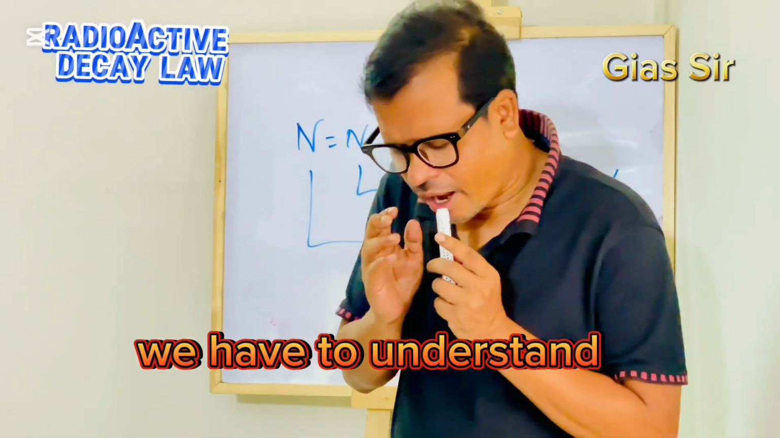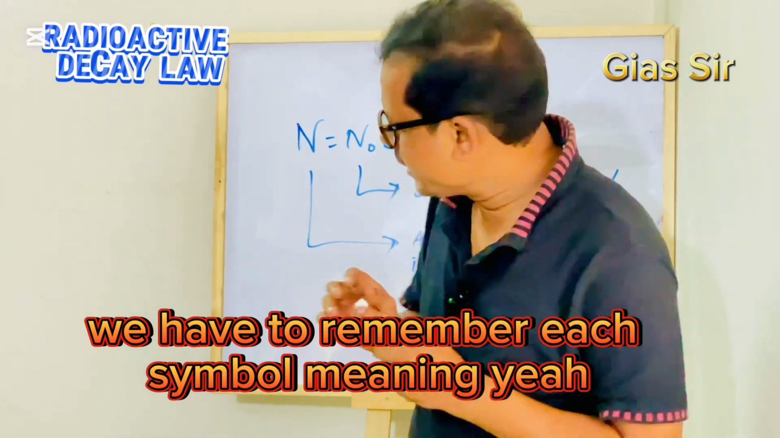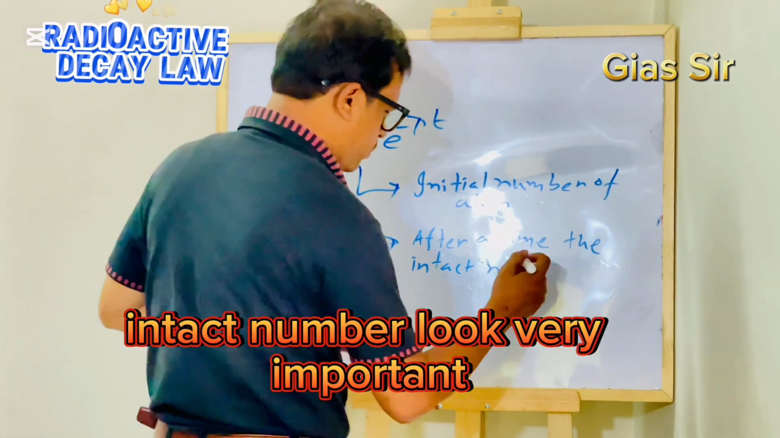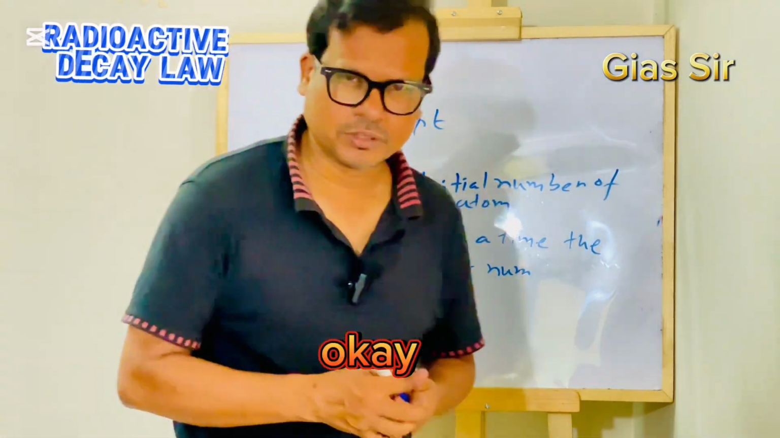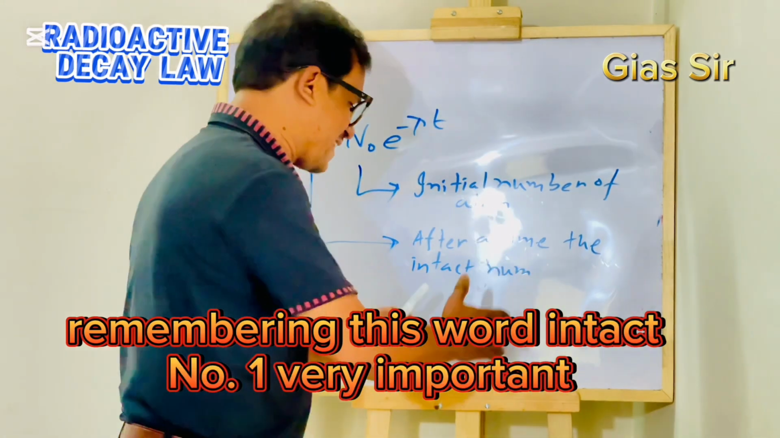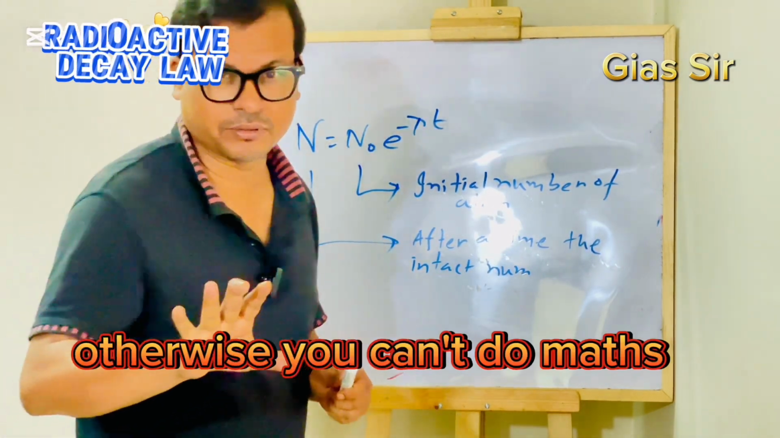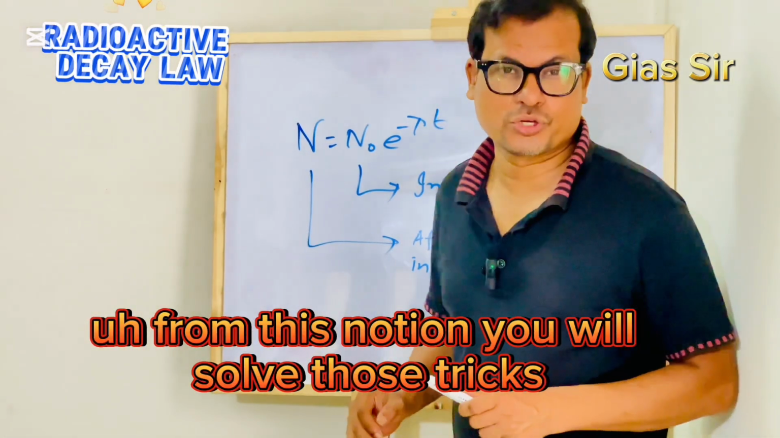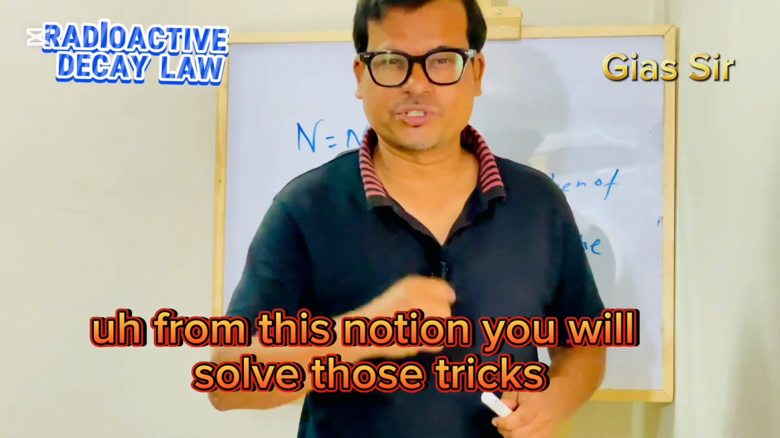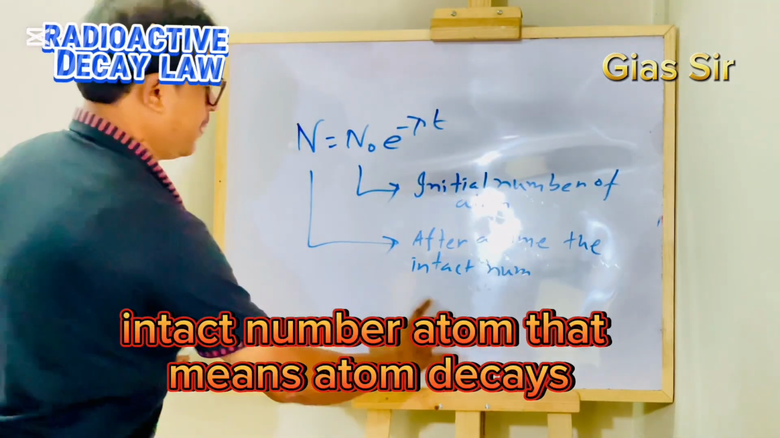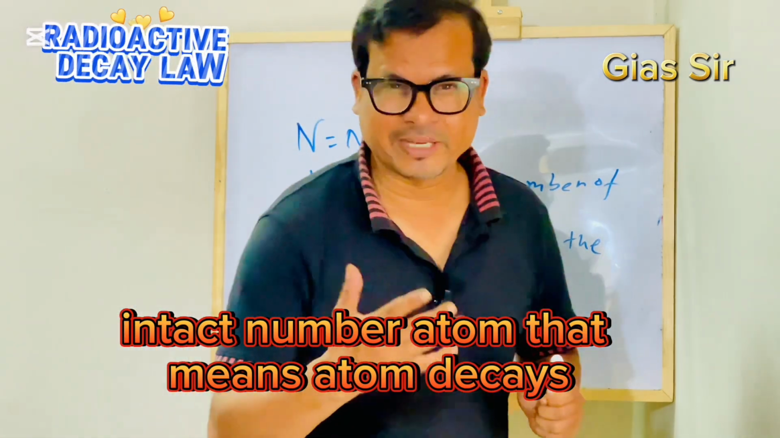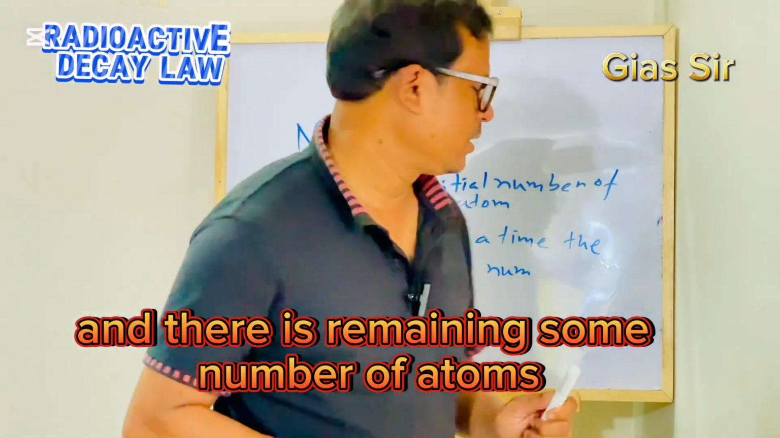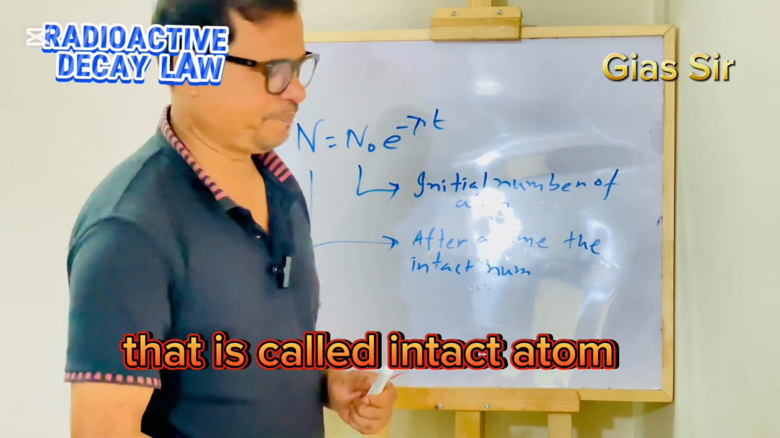Here we have to understand and remember a single meaning. N means the intact number of atoms. Intact number, very important. Remembering this word, intact number, is very important, otherwise you can't do the mathematics. There are some tricks, and from this notion you will solve those mathematical tricks. Intact number means the atom decays, and some amount of atom remains. That is called the intact atom.